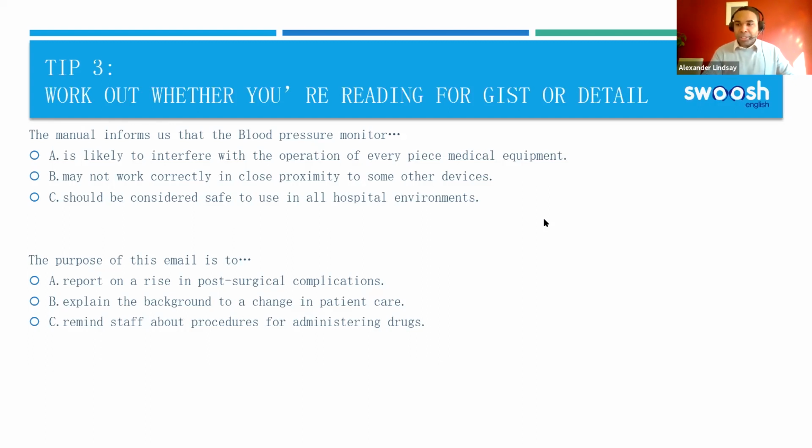It might be the case, for example, that you have a gist question where all three of the options seem to be mentioned, but only one of them is going to be focusing on the main purpose of the text. And so you need to be having a look at it, making a decision. Okay, this looks like this is providing background information.